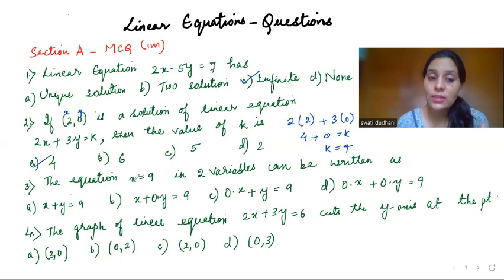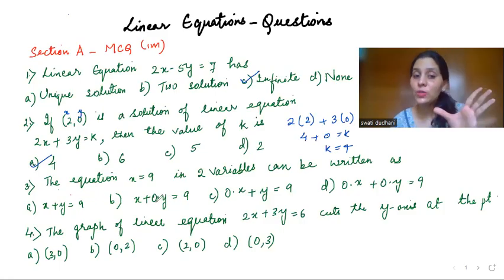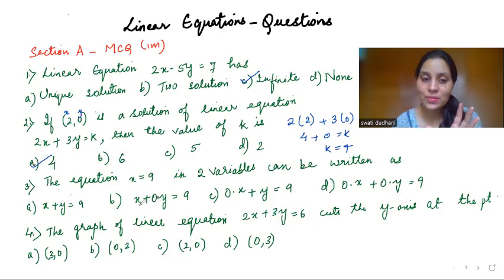Third, the equation x equals 9 in two variables can be written as, so in two variables, it should be x and y both. So x value is 9. X equal to 9. There is no y term here, so it should be 0 into y. Here I have x and y both, which is not right. Second option, x plus 0 into y. 0 into y is always 0, but we have represented it in two variables. So this seems to be the right one. But always try to see all the options and then mark the correct one to avoid any silly mistakes.